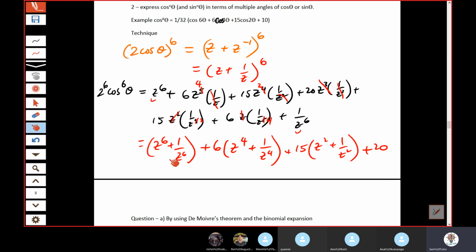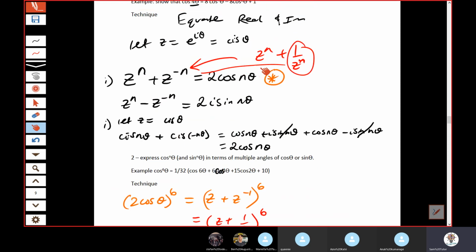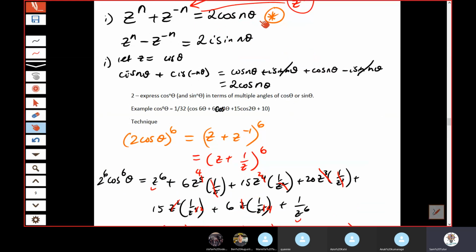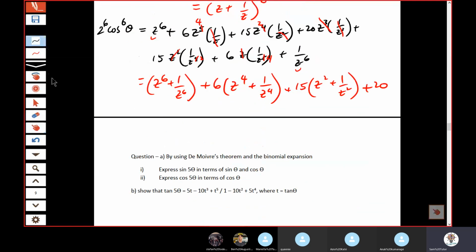Now, do these three terms look familiar? Aren't these three just this with different ends? Can you see that? So 2 cos n theta equals 2 cos n theta.